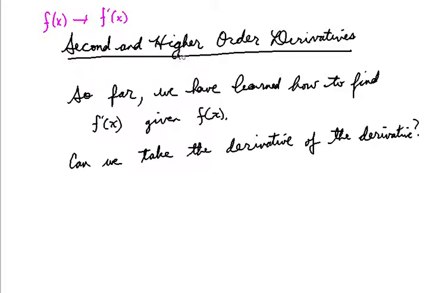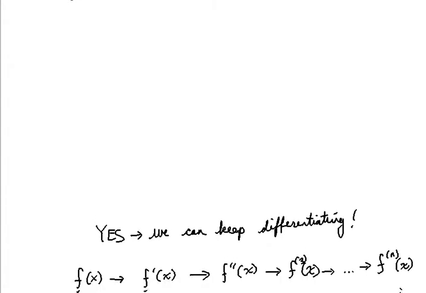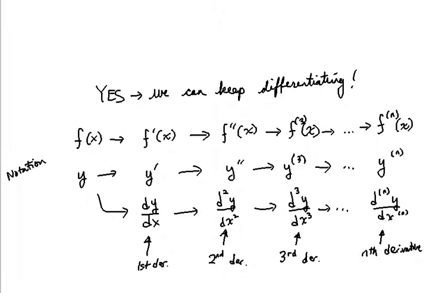So what is a second derivative? What is a higher order derivative? It's not as scary as it sounds. The second derivative is simply the derivative of the derivative. Can we take the derivative of the derivative? The answer to that is yes, we can. We can keep differentiating. We can keep doing this process of differentiating, and nothing changes as we differentiate.